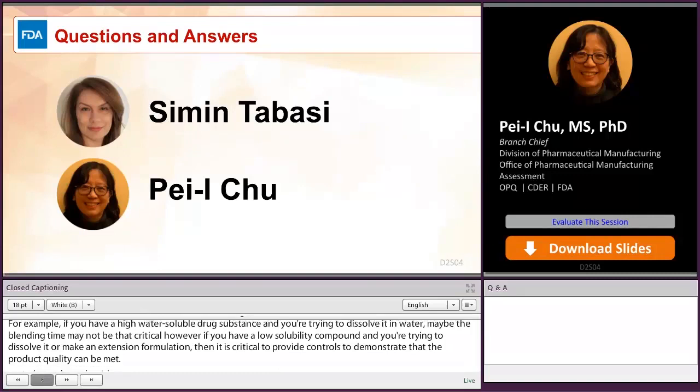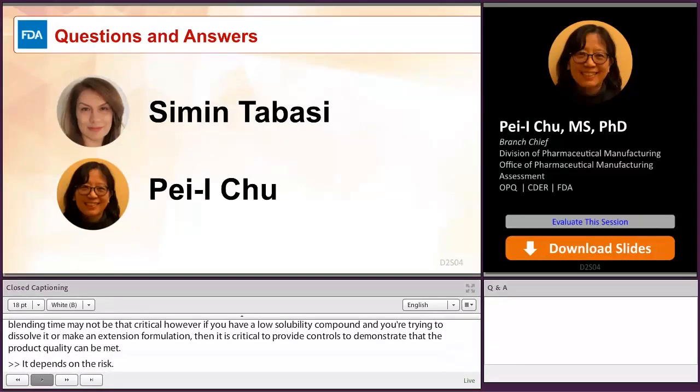And we have another question about risk for you. Can you please describe how the agency would consider high-risk intermediates? For example, you listed them on slides 15 and 16, that the product quality can be met. So it really depends on risk.